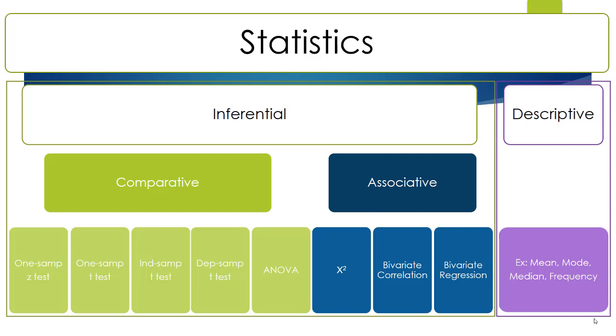But what we're talking about there are things that we can use to organize and summarize the data, such as the mean, the median, the mode, frequency of different types of scores within our range of possible scores. Now, what we spent, again, the majority of the time talking about are the inferential statistics. And within that, we had those two major groups, comparative and associative. Again, with comparative, we had the 5 major tests that we talked about: one sample Z, one sample T, independent samples T, dependent samples T, and the ANOVA. And with the associative, we had the 3, the chi-square, bivariate correlation, and bivariate regression.